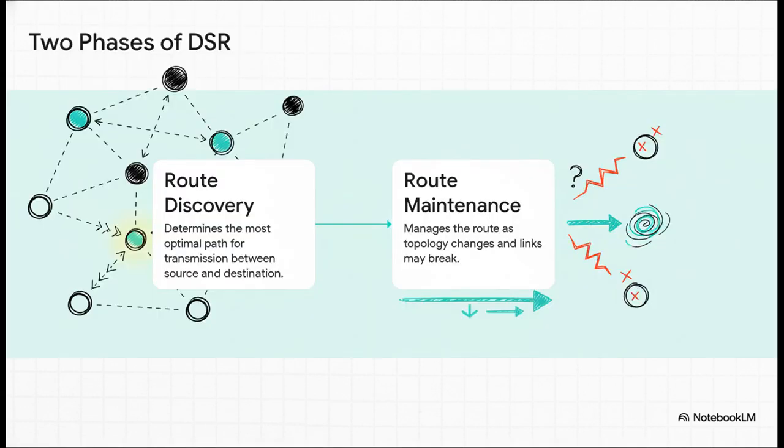You can really think of DSR as a simple two-step dance. First, there's route discovery. That's the whole process of sending out the request to find a path. Then there's route maintenance, because these networks are always changing and connections can break. So this part is all about noticing when a path is broken so you can find a new one.